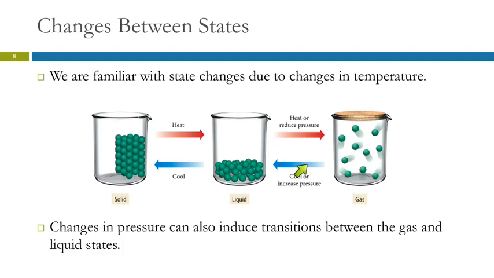These transitions between liquids and gases can also be induced by changes in pressure. So by putting a great deal of pressure on this gas, you can force the particles together. At some point, they will stick and become a liquid. You can cause the liquid to go into the gas state by reducing the pressure.